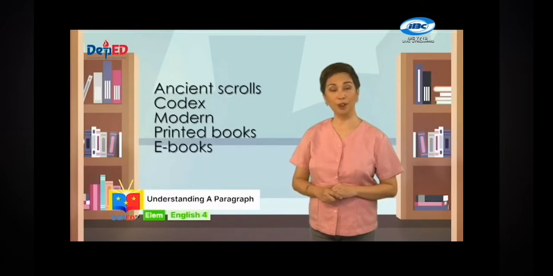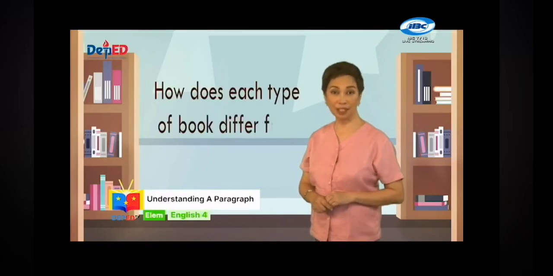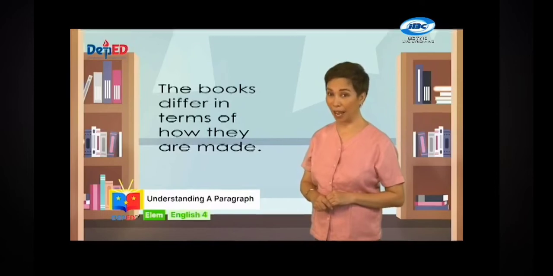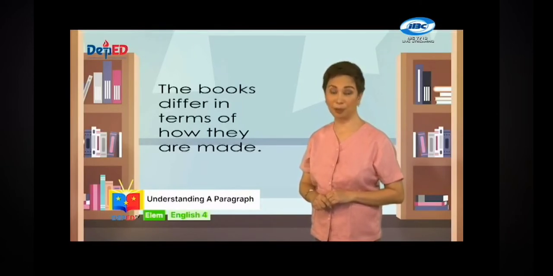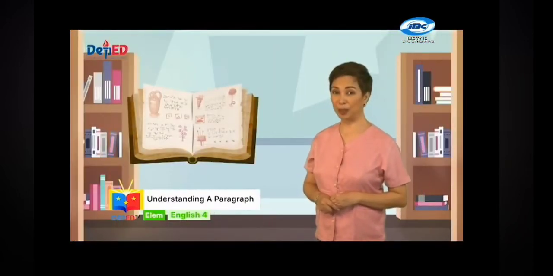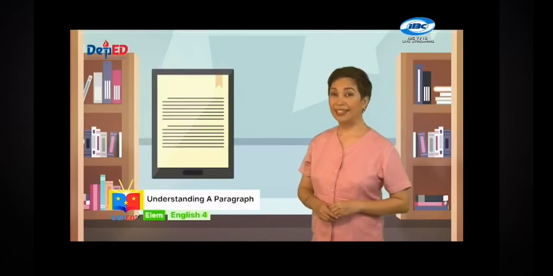electronic books or e-books. How does each type of book differ from the other? These books differ in terms of how they are made. The ancient scrolls are made out of the papyrus plant. Codices are made up of parchment papers bound with wooden covers. The books that we have today are printed by machines. And e-books are made electronically and you can read them on gadgets.